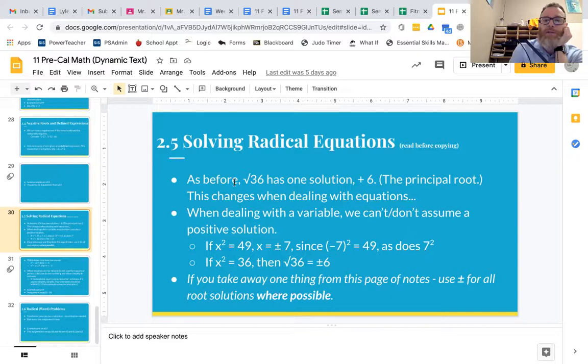So, solving radical equations. As before, the root of 36, remember the hat is over this, but I can't do it on my computer, so it's the whole thing here. The root of 36 is one solution, positive 6. That's the principal root. This changes once we start solving for unknowns. When we deal with a variable, we don't assume a positive solution. So for example, if x squared equals 49, x must equal positive or negative 7, because 7 times 7 is 49, but also negative 7 times negative 7 is positive 49. Same with x squared equals 36. We know that 6 times 6 is 36, but also negative 6 times negative 6. That's why we say the answer is positive or negative.